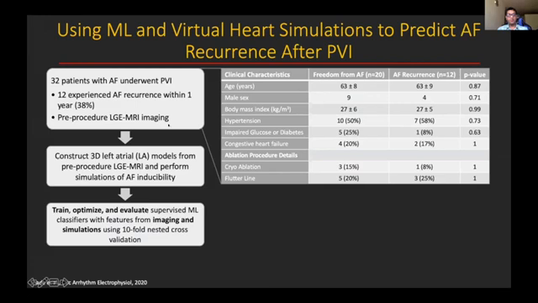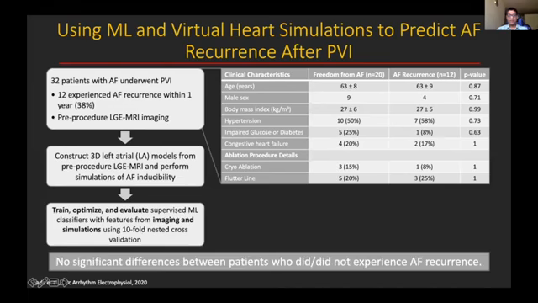So we got the pre-procedural LGE MRI images of the patient. We constructed the 3D models from the LGE MRI and performed the simulation. And based on these simulation and image-based parameters, we trained machine learning models using 10-fold nested cross-validation. An important thing to note here is that there was no significant difference between the patients who did or did not experience AF recurrence in terms of clinical characteristics alone. So clinical characteristics were not able to predict whether the patient will have recurrence or not.